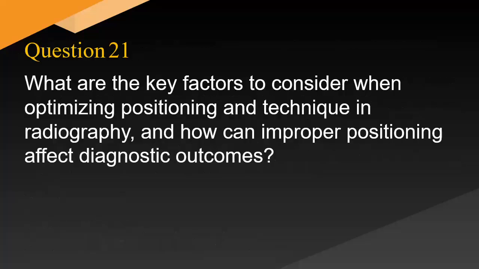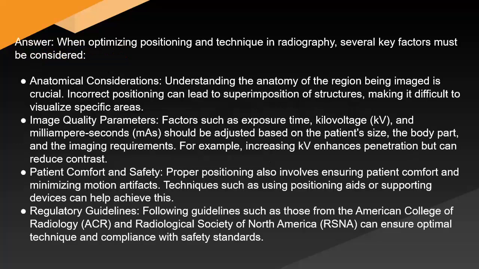What are the key factors to consider when optimizing positioning and technique in radiography, and how can improper positioning affect diagnostic outcomes? Answer: when optimizing positioning and technique in radiography, several key factors must be considered. Anatomical considerations. Understanding the anatomy of the region being imaged is crucial. Incorrect positioning can lead to superimposition of structures, making it difficult to visualize specific areas.